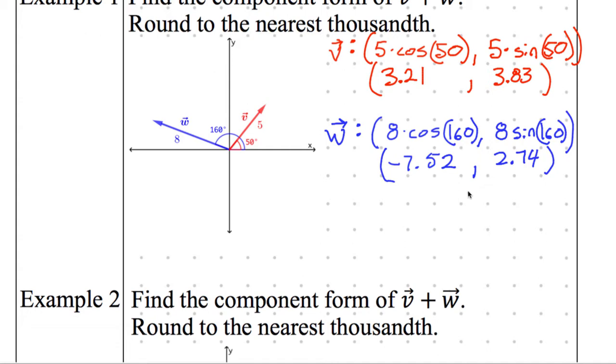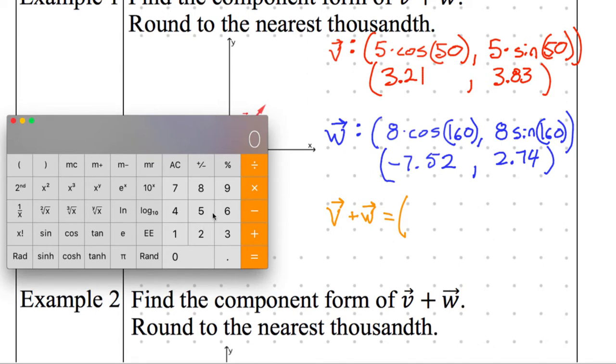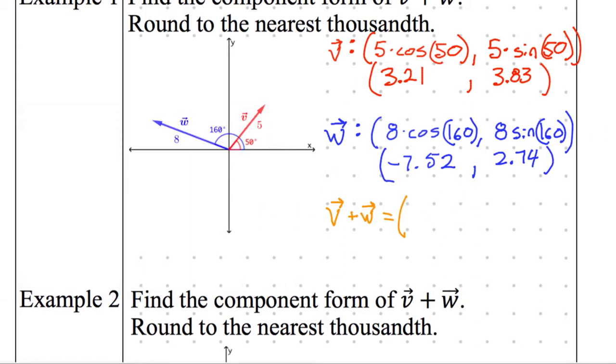Yeah, you got it? And then I just need to add the x's with the x's, and the y's with the y's. So 3.21, I need to add that to negative 7.52 to find what the vector v plus w is. So I'm now doing vector v plus vector w here. And that is equal to those two added. I have the 3.21 and negative 7.52. I guess I should have added it all together at the same time, but it should be fine. 3.21 minus 7.52. Did you get negative 4.31 for the x component? Yeah. Cool. I think you're ahead of me.